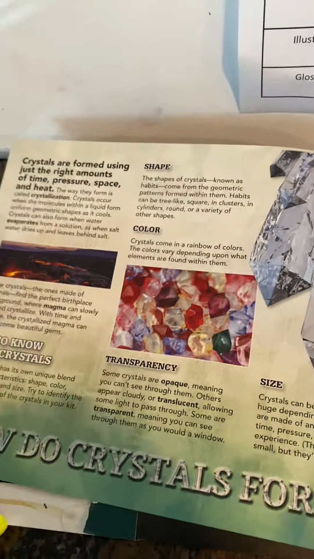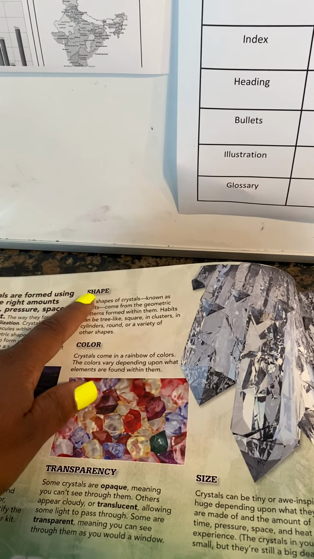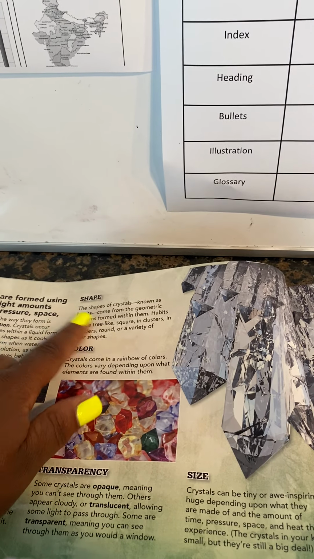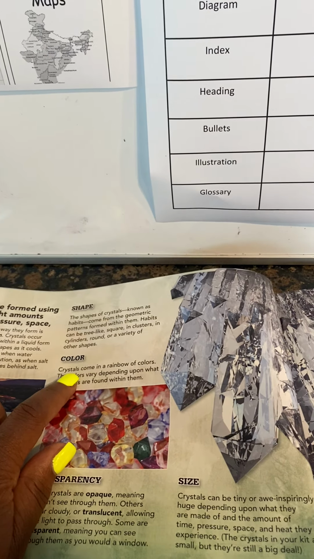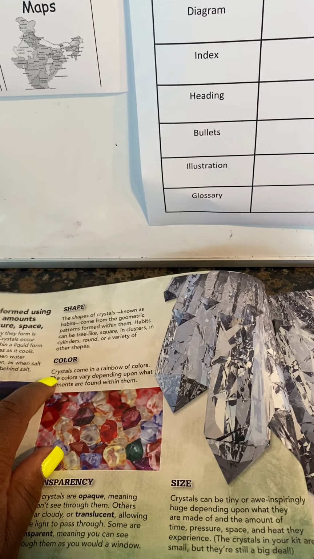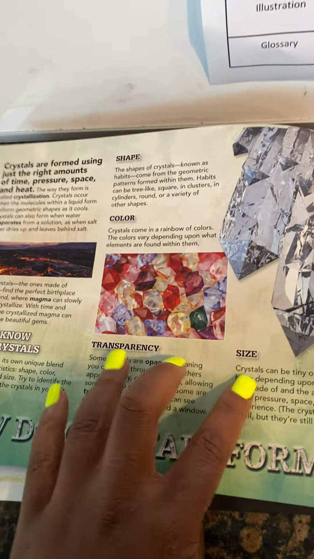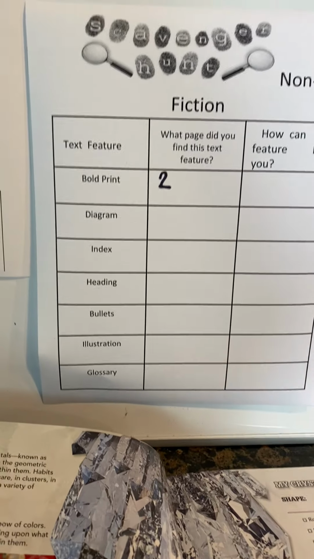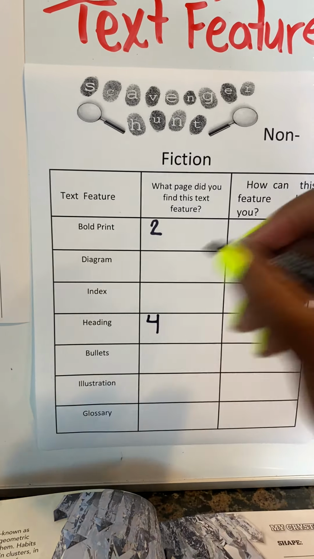So on page 3, I have headings, and the headings let me know what each section is going to be about. So underneath the word shape, I'm going to learn all about shapes. Underneath the heading colors, that's where I can find information about colors, transparency, and size. And we call that text feature a heading. Page 4 also has examples of headings.